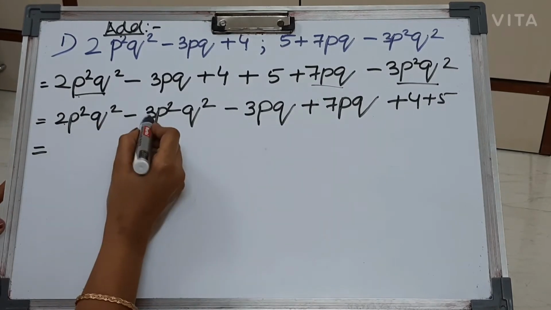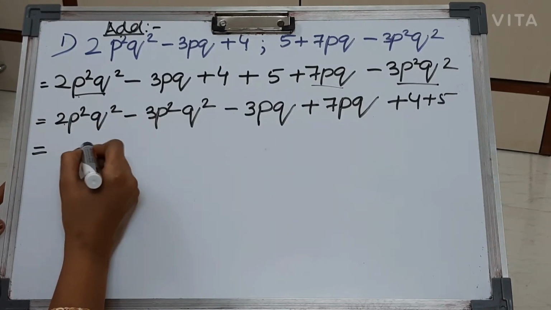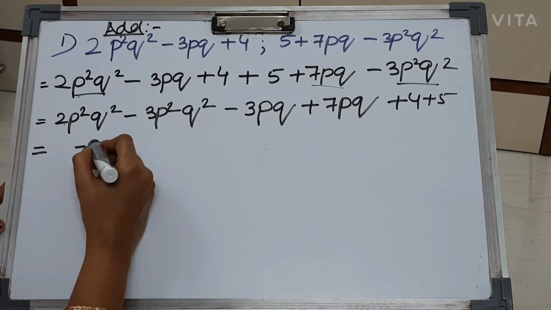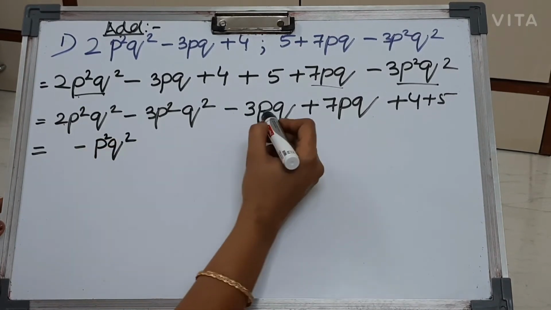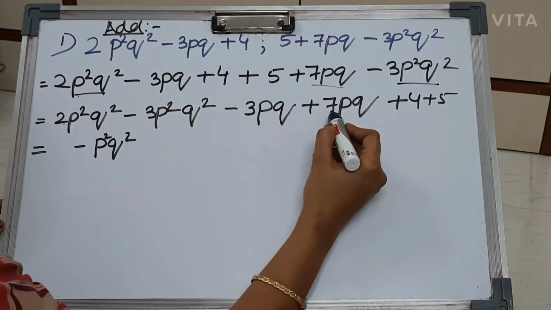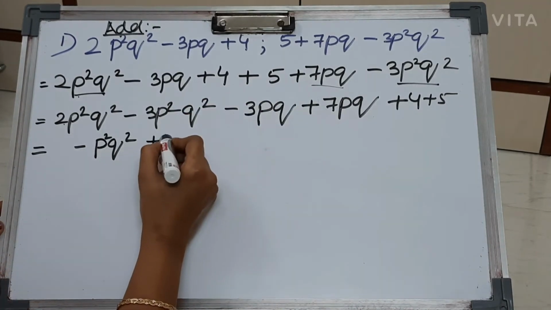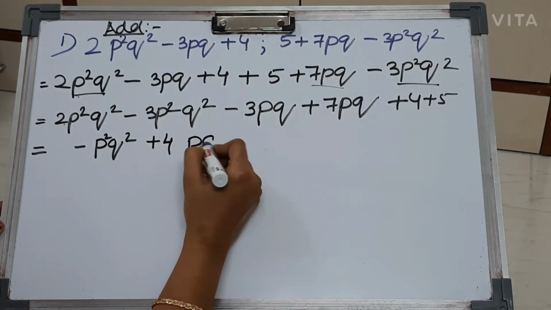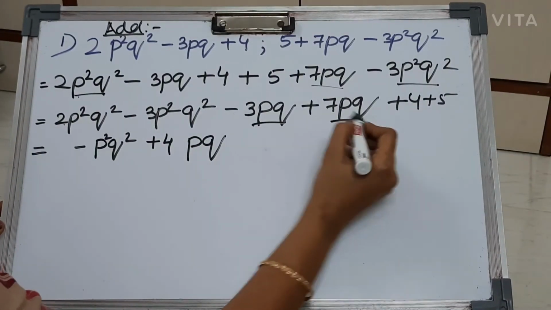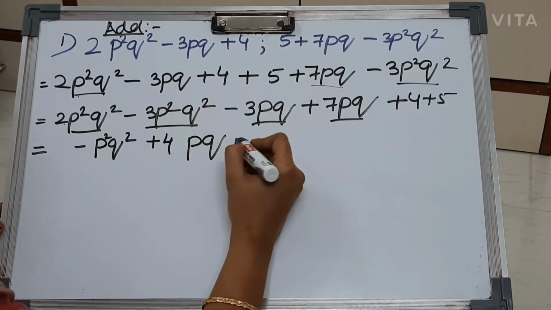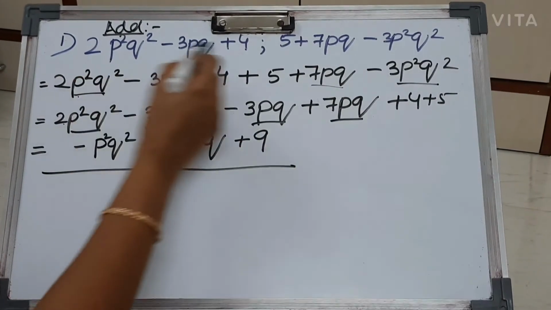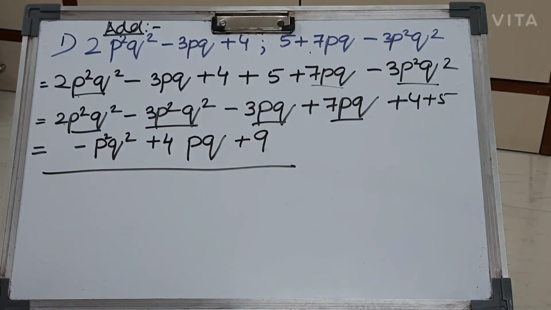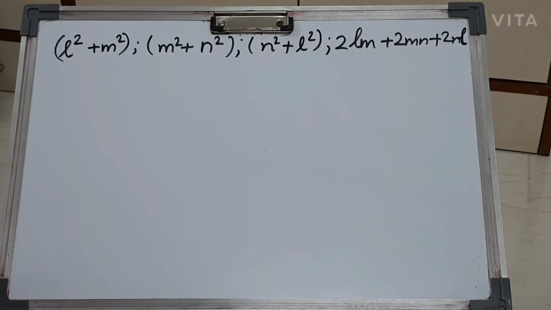2 minus 3 is what? We will add and subtract the numbers. Minus 1. Minus 1 means directly we can write here p square q square. Minus 3 plus 7, so it will be what? Plus 4pq, because like terms we have to combine, and plus 9. So this is the answer when we add these two algebraic expressions. Coming towards the next question.